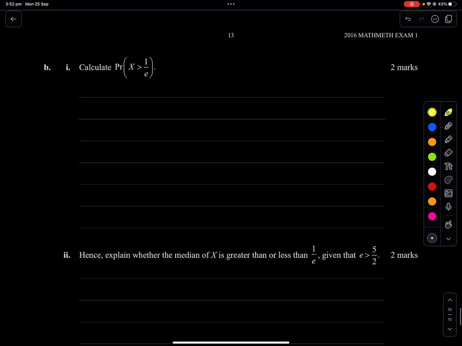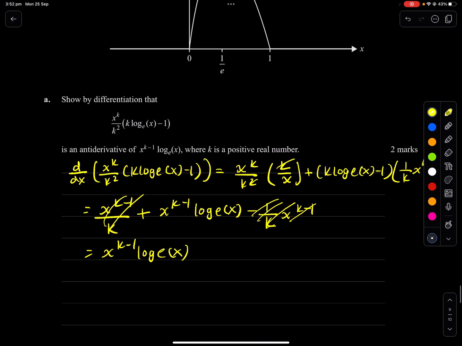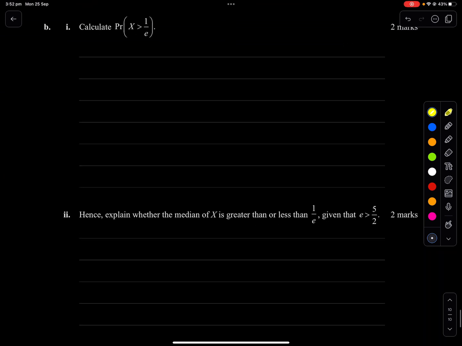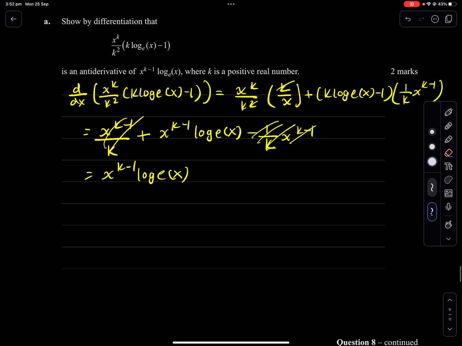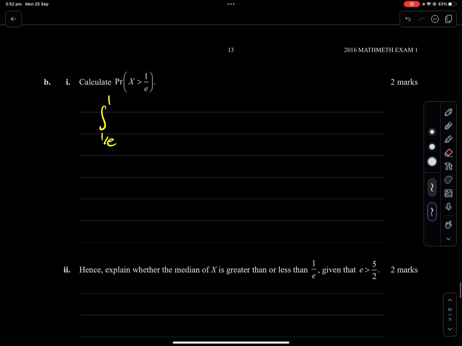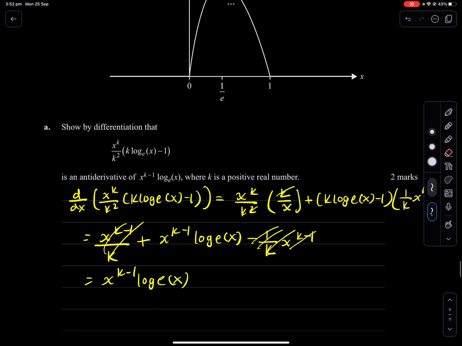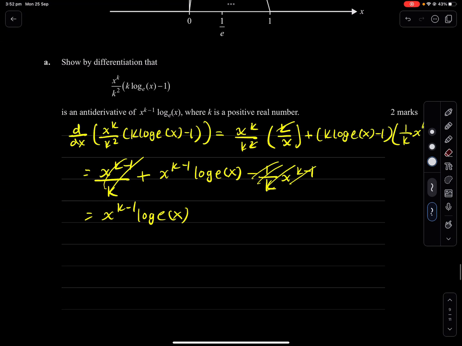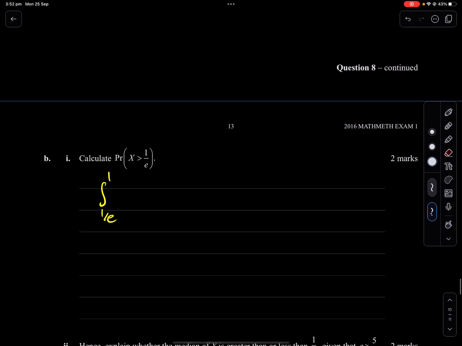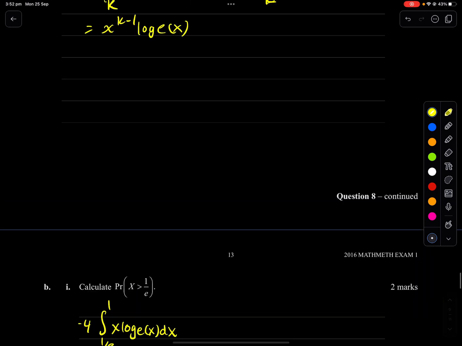Calculate the probability that x is greater than 1 over e. So yeah, okay, so 1 over e. We want to calculate the integral from 1 over e to 1 of the function. Negative 4x. Let's just take that negative 4 out at least. So negative 4, what's the integral of x log e x dx? That's what we want to calculate.